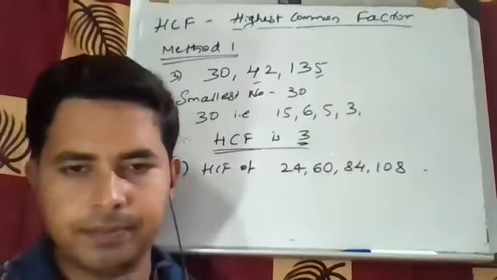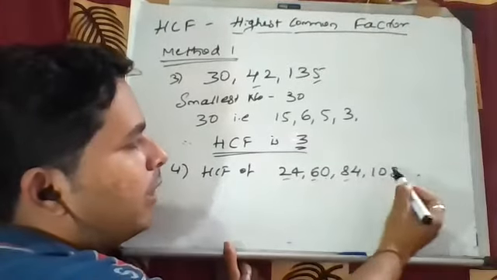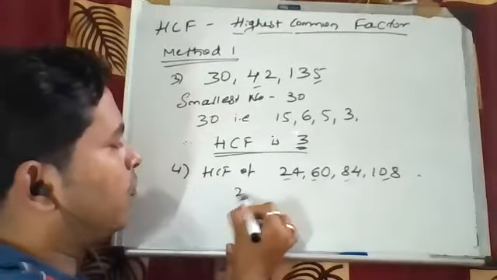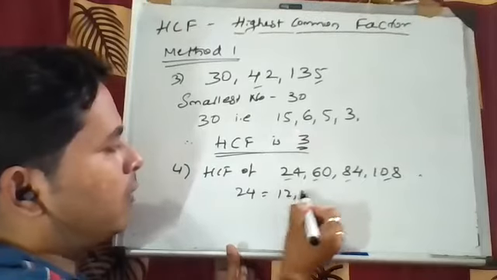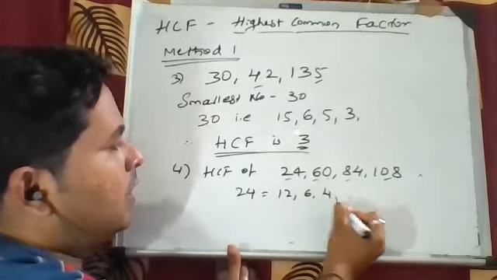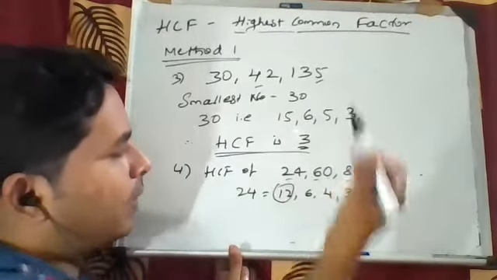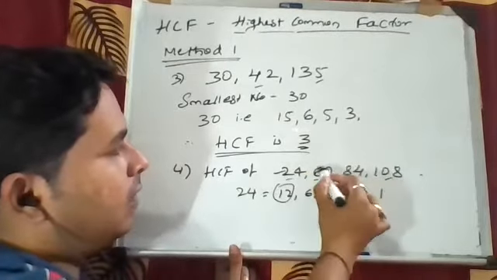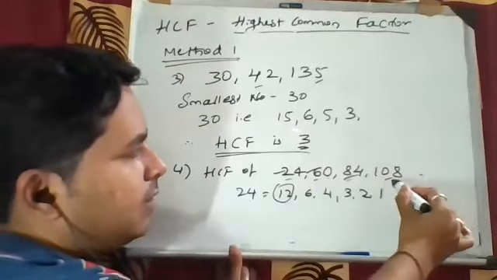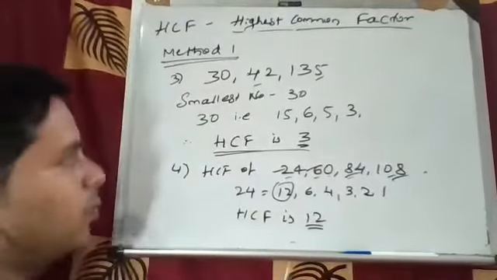Give me the answer. 12. So if I take 24, it won't divide 60, it won't divide 84, it won't divide 108. So take the factors of 24. I'll take 12 and 6, and 4 also comes, and 3 also comes, 2 also comes, 1 also. So we'll check with 12. Does my 12 divide 24? Yes. It divides 60, yes. It divides 84, yes. It divides 108, yes. So here the HCF is 12. So your HCF is 12. So solve one more.